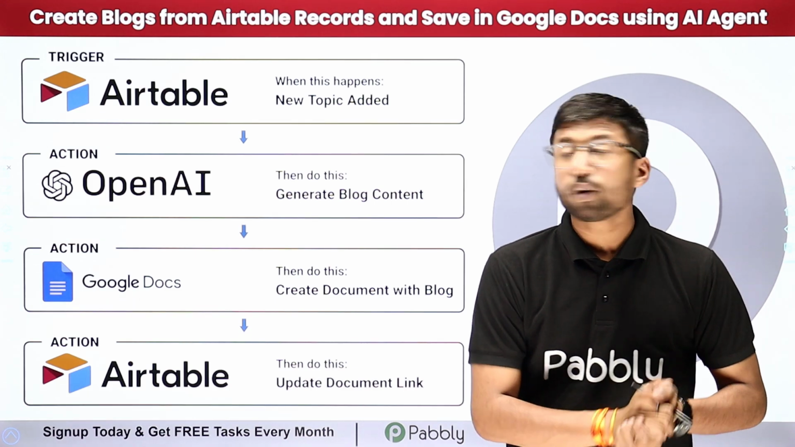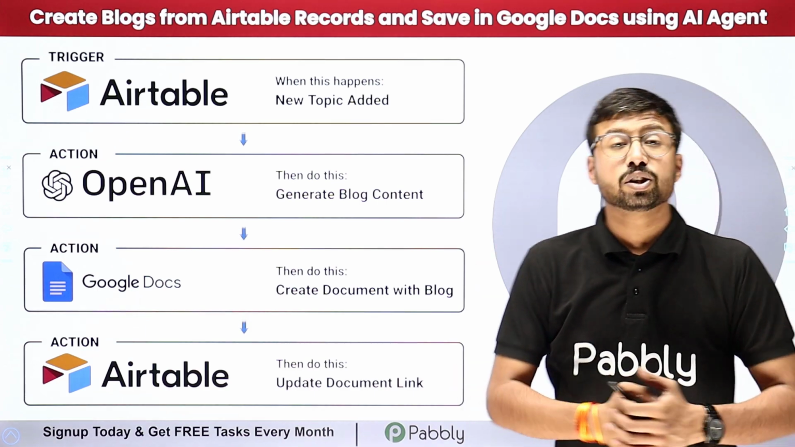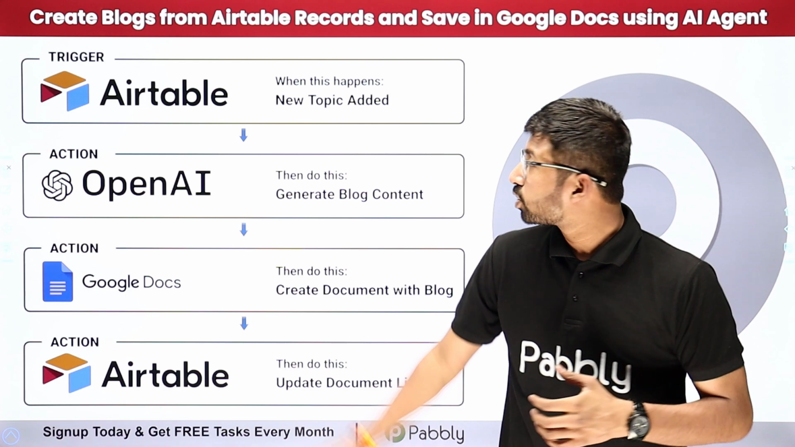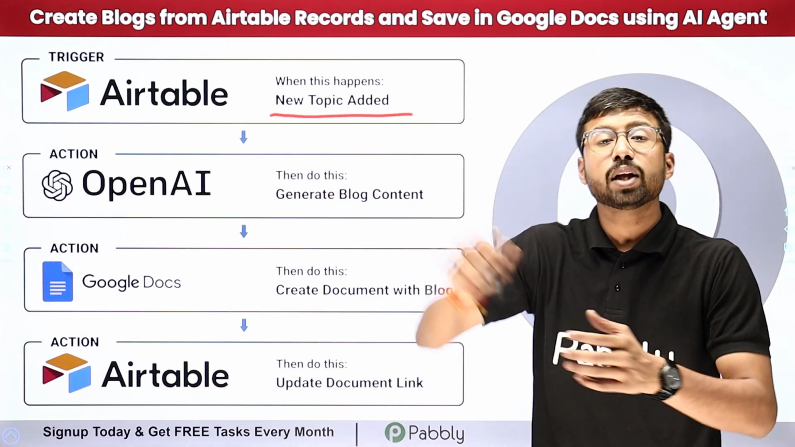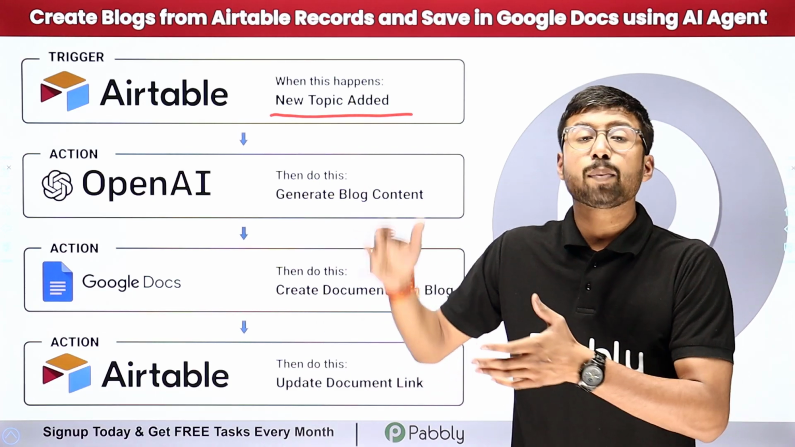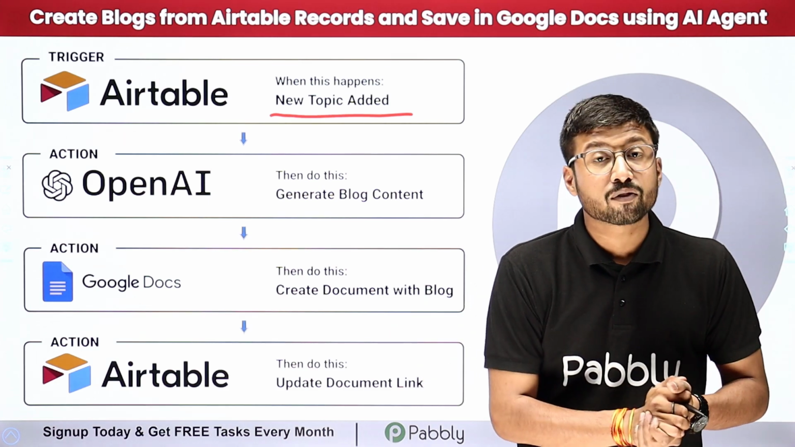So in this video, we are going to learn how to create blogs from Airtable records and save in Google Docs using AI agent. So we are going to build an AI agent which will get the new topics of the blog which we are adding in Airtable as a new record. After that, this AI agent will send the same content to AI platforms like OpenAI, Google Gemini, Claude, Jasper or any other platform of your choice.